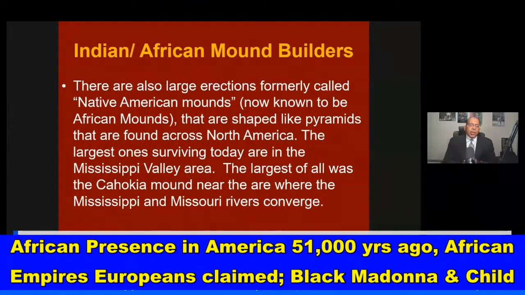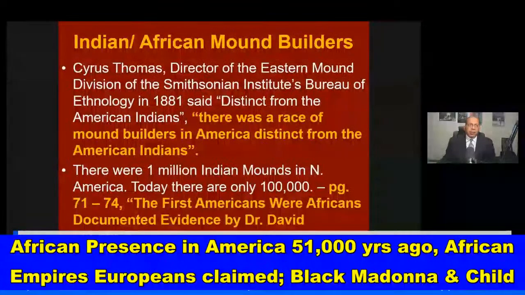There are also large erections formerly called Native American mounds, now known to be African mounds, that are shaped like pyramids that are found across North America. The largest ones surviving today are in the Mississippi Valley. The largest of all was the Cahokia Mound, in East Illinois, near the area where the Mississippi and Missouri rivers converge.